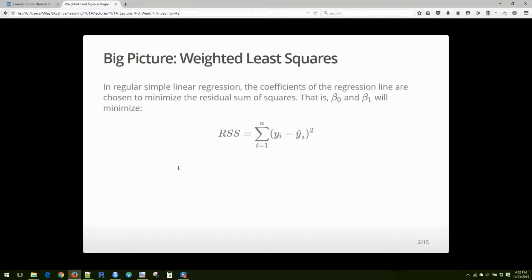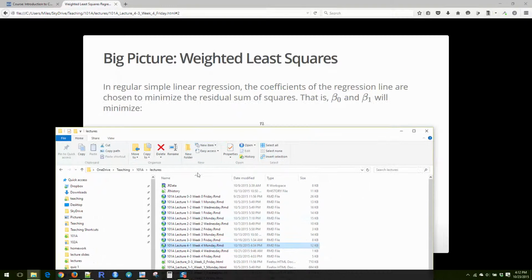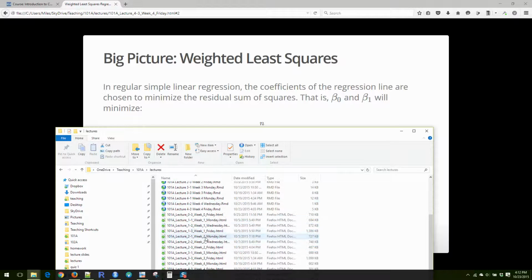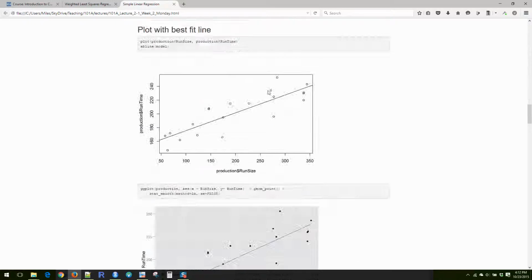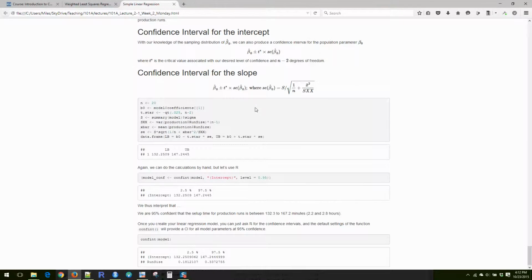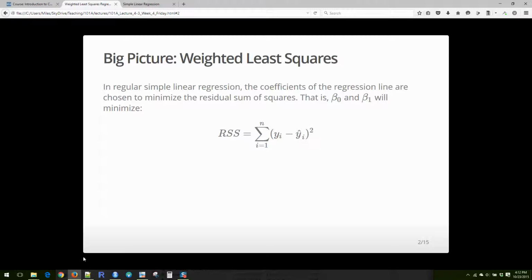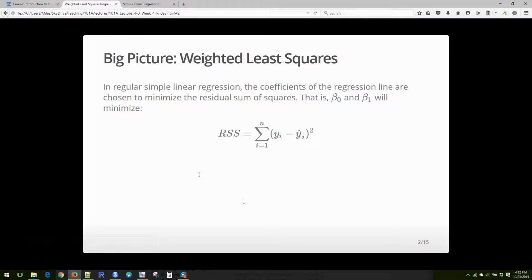So I think I drew this a long time ago in one of our earlier lectures. Maybe I can pull it up. We're trying to minimize, was it this one? Maybe not. Okay. Yeah, we're trying to minimize a regression residual sum of squares.